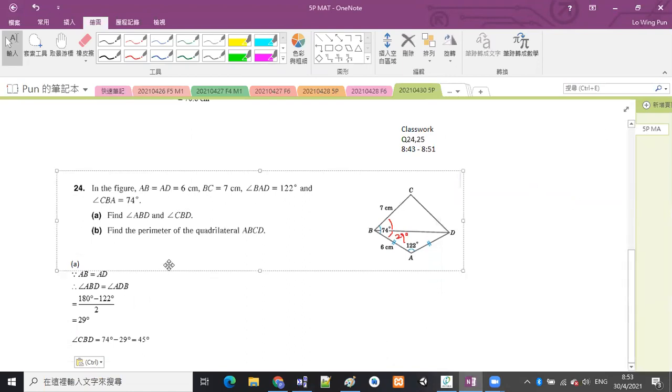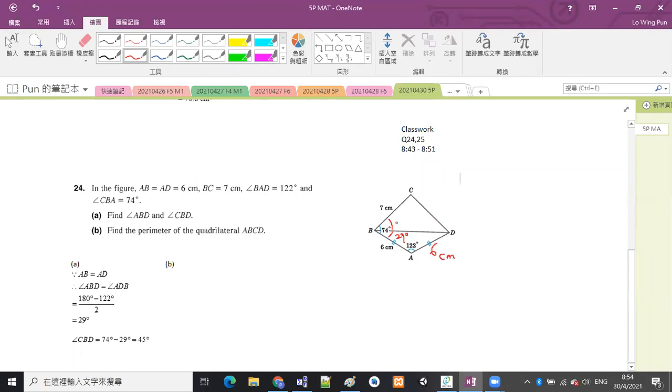And then part B. Part B, find the perimeter of the quadrilateral ABCD. Again, we need to find perimeter. Okay, what do we have now? So we have AB being 6, BC being 7. And actually, AD is also equal to 6 cm, right? Because they are the same. So all we need to calculate is the length of CD.